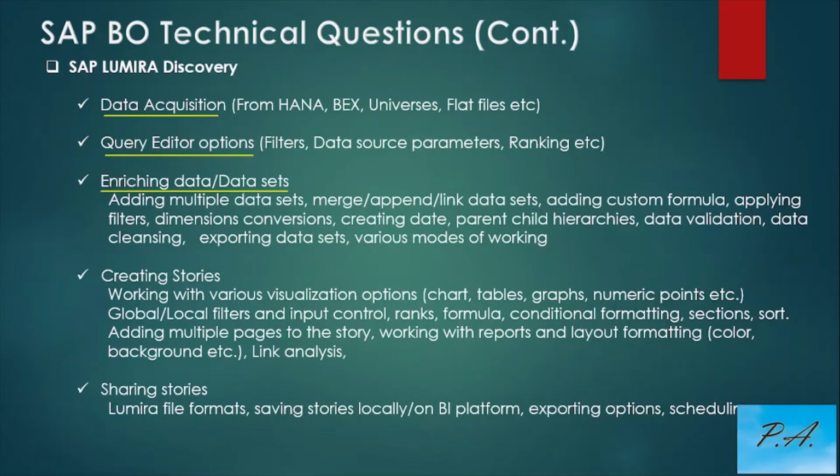So this is also a very important step where we enrich or prepare our data for creating our stories, and obviously creating stories. Various options are available in creating the stories, like charts, tables, graphs, numeric points. What are global and local filters? What is the difference between global and local filters? How to apply ranks, formulas, conditional formatting, sections, sorting in Lumira stories, adding multiple pages to the stories, working with reports and layout, the layout formatting.